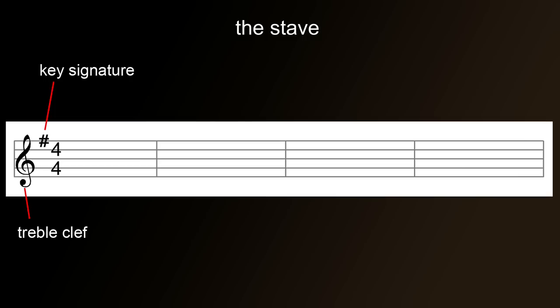So, for example, if there was an F sharp at the beginning of the score here, every single F in the tune should be played as F sharp, unless it states otherwise. And the tune is in the key of G major.